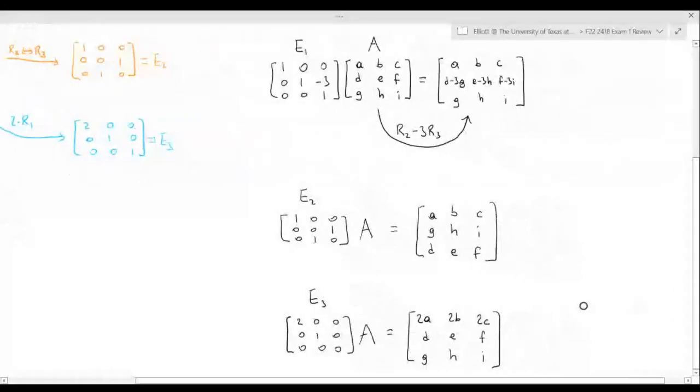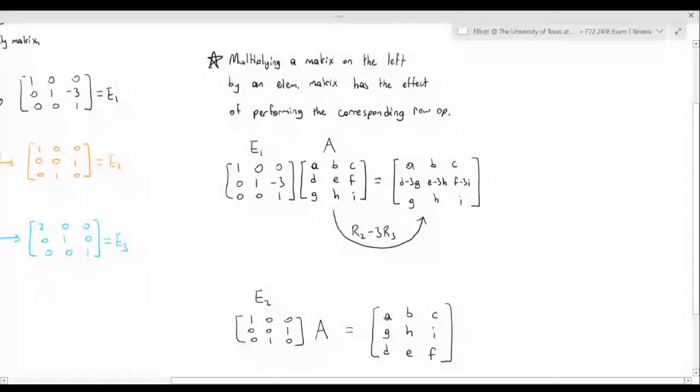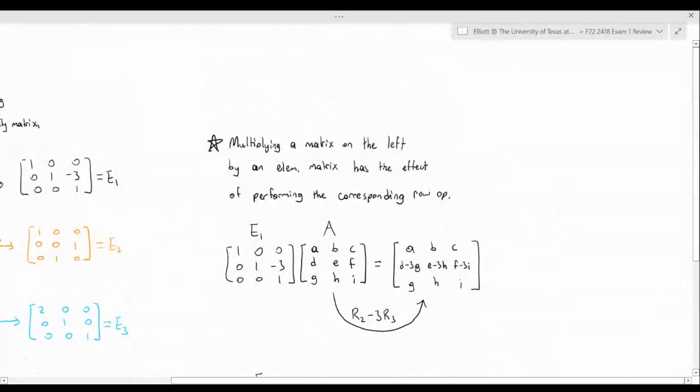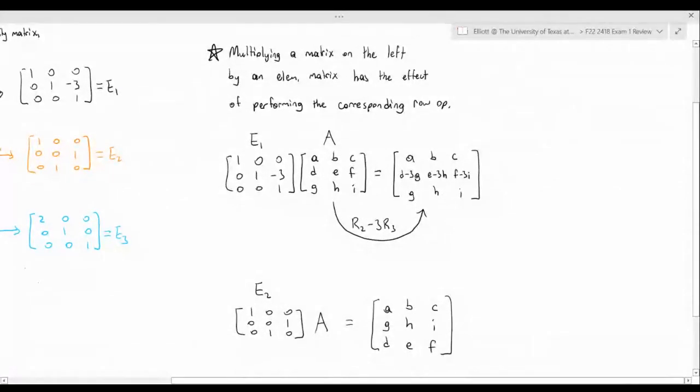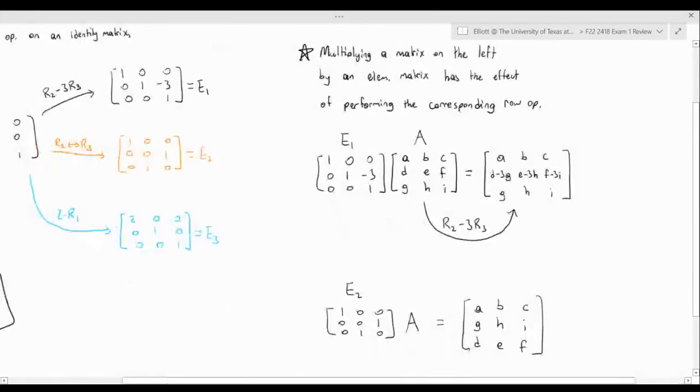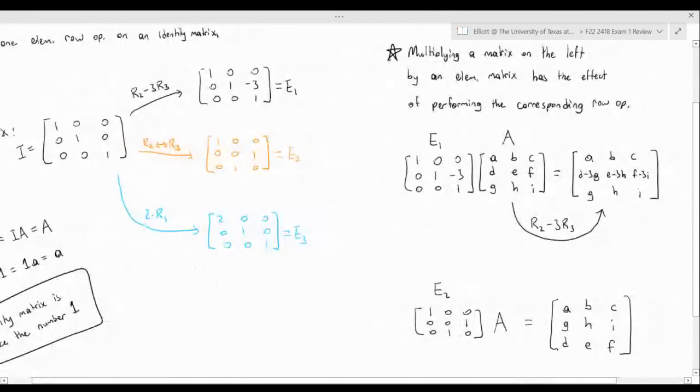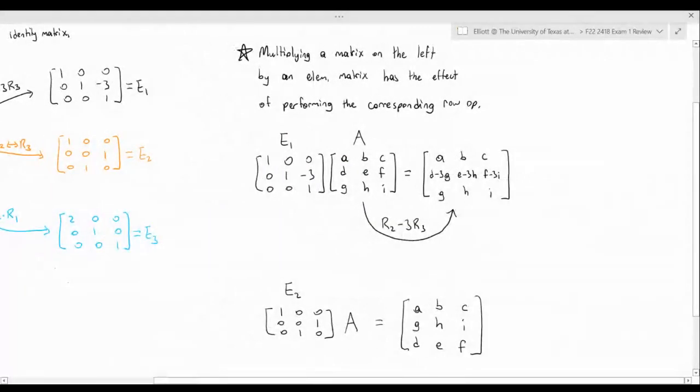So I'll be doing some stuff with elementary matrices in some of the other problems and examples in this review. But for now, this is just what elementary matrices are and why they are special, okay? Any questions about that? Okay.